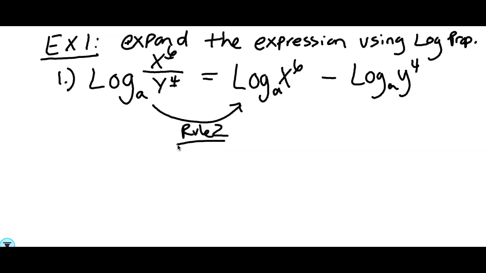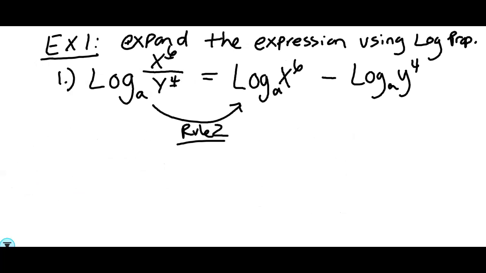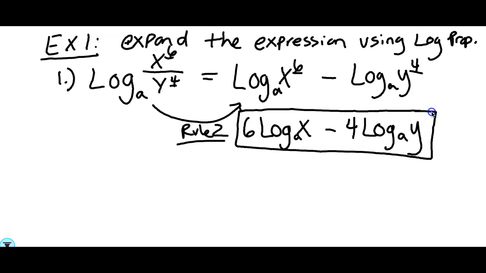And now we'll go ahead and apply rule 3, which according to rule 3, if we're working backwards, we start with a power here, right? What we're going to do is we're going to take that power off and put it in the front as a multiplier. So I'm going to take that 6 and I'm going to put it in the front of the log as a multiplier. Same thing over here with the 4. And that's as far as we can go with it.